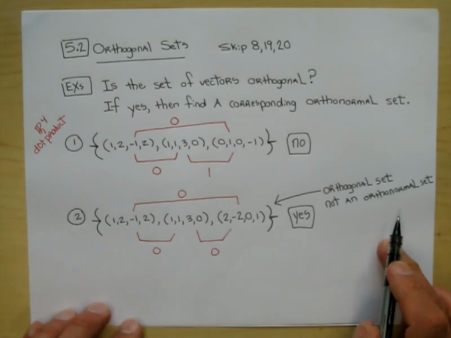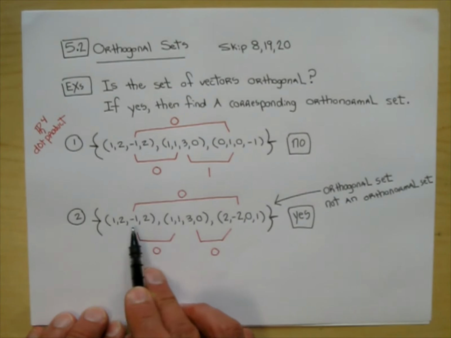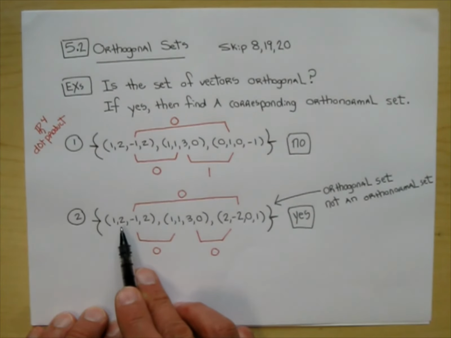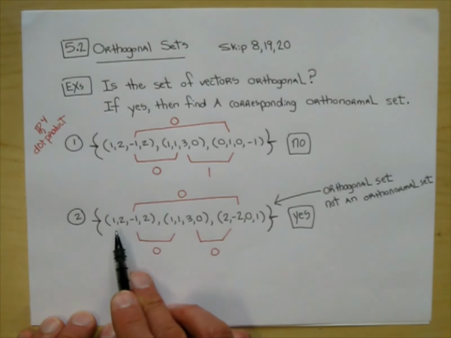Why not? Because look at the length of this vector. Is it length 1? Let's see if we could do the length of this. This is 1 plus 4 plus 1 plus 4. So we don't want to say this vector has length 10. It has length root 10.